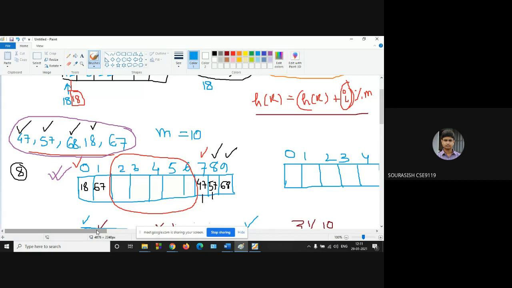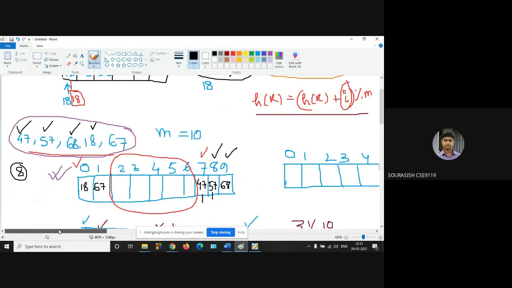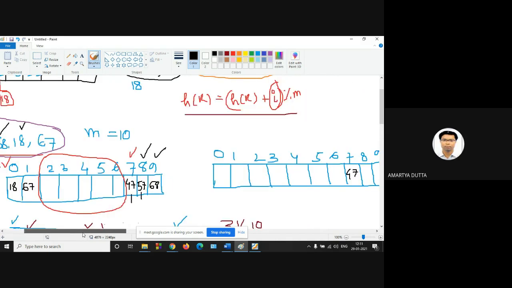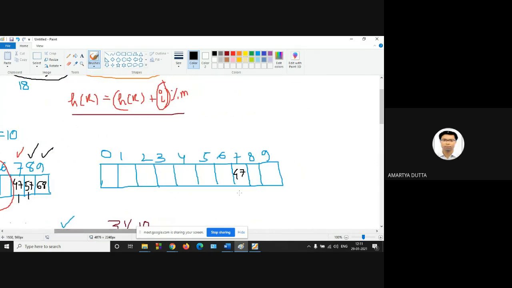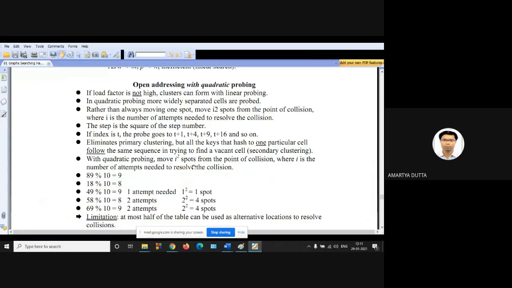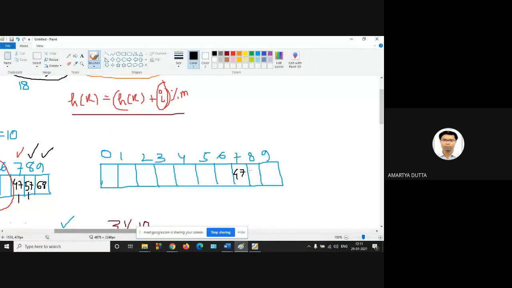47 will be inserted at 7, any problem with that? No problem for the first one, 47 goes into the 7th index. Okay, 47. Next, 57 will go into 8. Why? Because, sir, 1 square is 1, so t plus 1. So this is the linear movement. So that's why this will be 57.